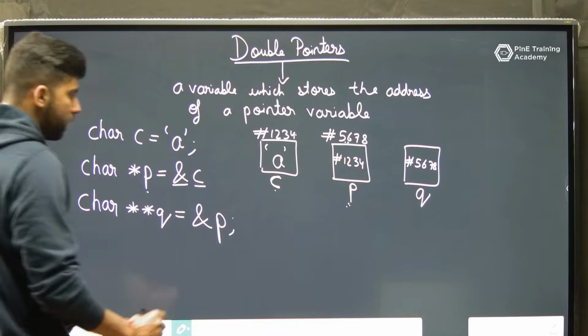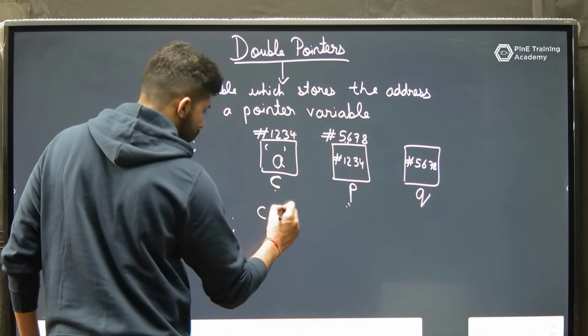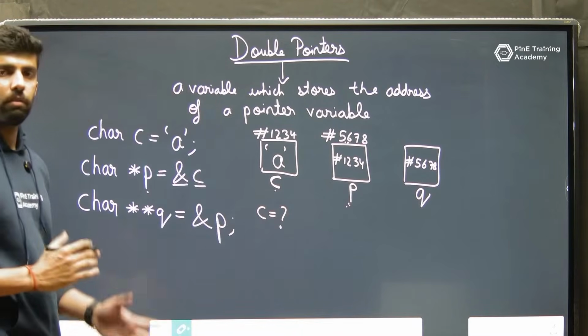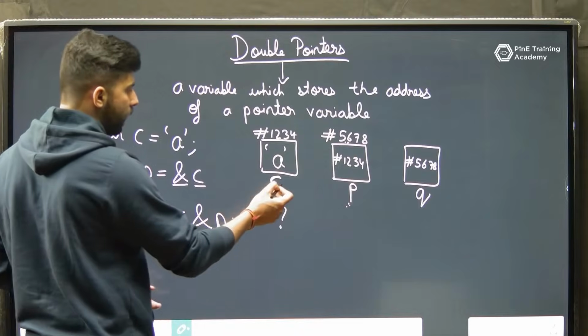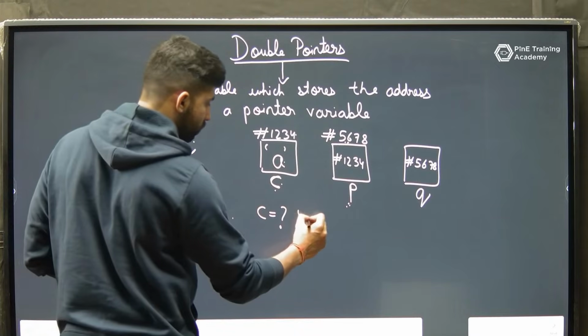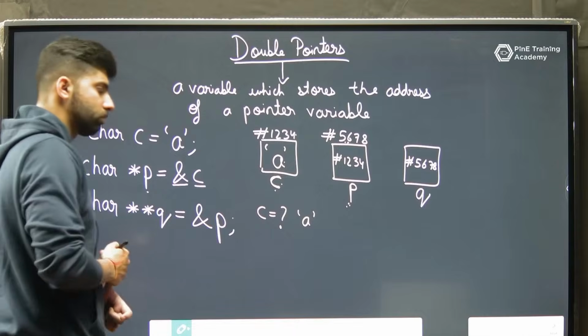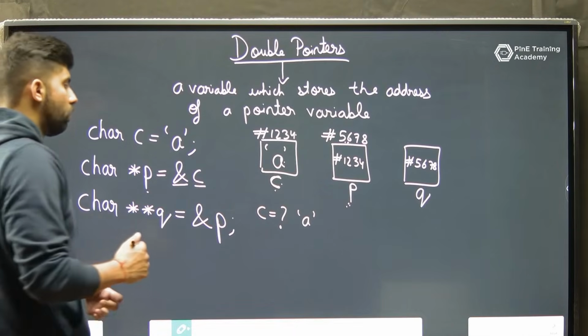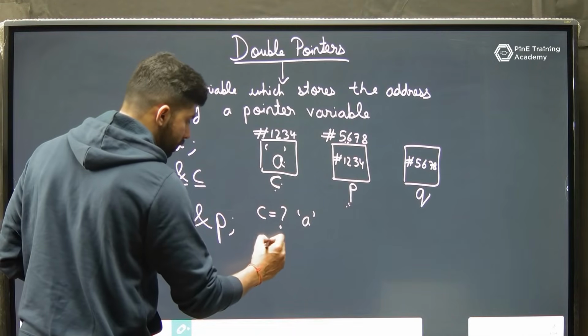Now what will happen if I print C? Very simple. Whatever we have inside C will be printed, so A will be printed. What will happen if I print P?